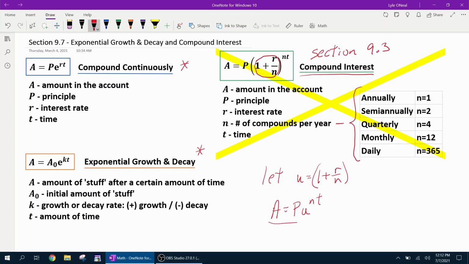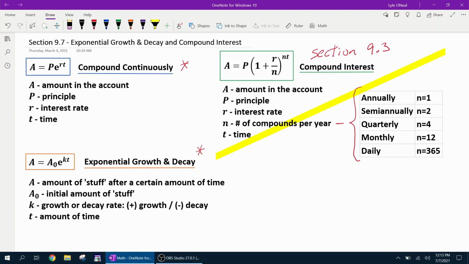Now notice that this formula is exactly the same as the compound continuously and the exponential growth and decay formulas in its layout. So you've got the A, which is the amount of stuff or the amount in the account, the P, which is the principal, the u, which will be a constant given the rate and the number of compound periods. All of that will simplify to a number, so that'll be just a constant, and then raised to the n times t.